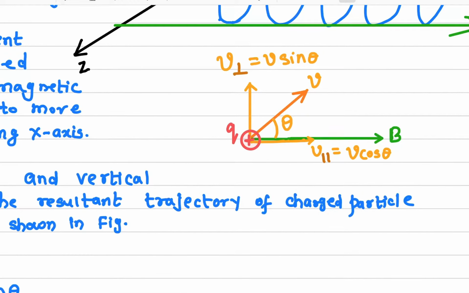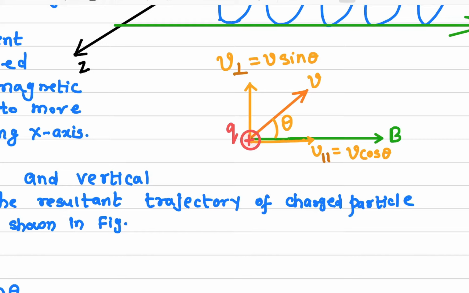Here is a charged particle, this is the magnetic field direction, and that's the velocity direction. What we can simply do is resolve this velocity into two components. One component I'm drawing towards the magnetic field, parallel to the magnetic field, and the other component is perpendicular to the magnetic field. As this angle is theta, the parallel component will be v cosine theta and the perpendicular component will be v sine theta.